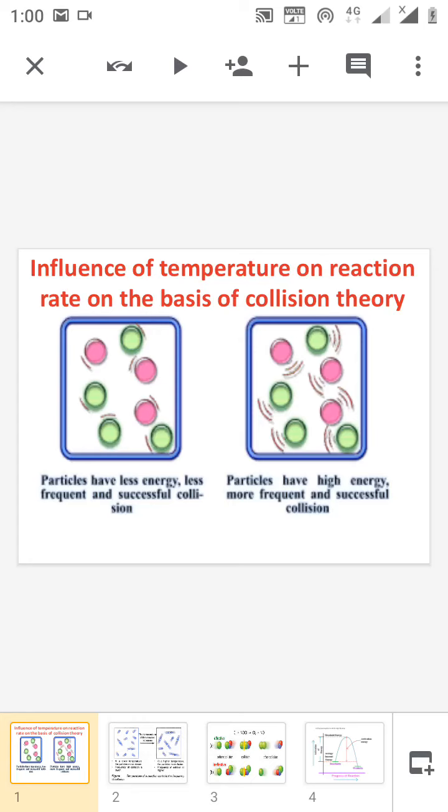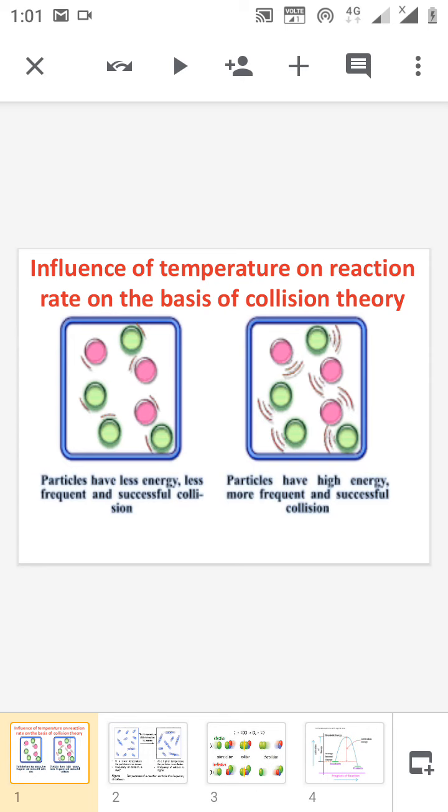Good afternoon, everybody. Today we are discussing the influence of temperature on the reaction rate on the basis of the collision theory. Normally, a reaction occurs by reacting two different types of reactants together in a system. The figure shows the red and the green ones are two different types of reactant present in the reaction medium.